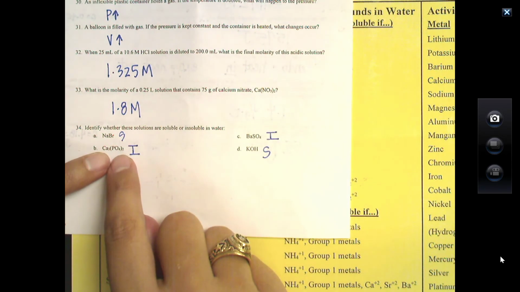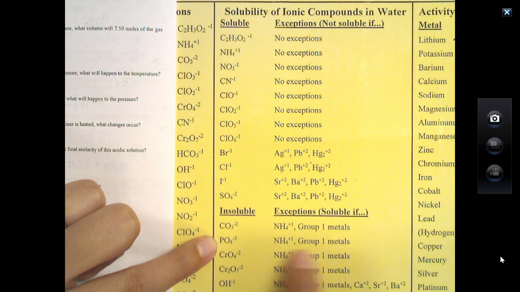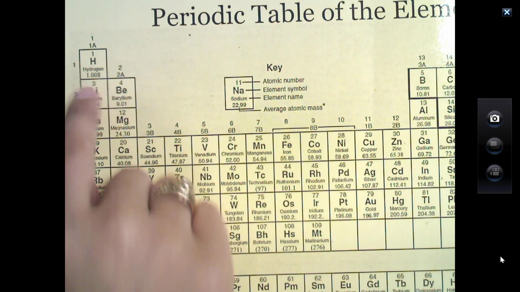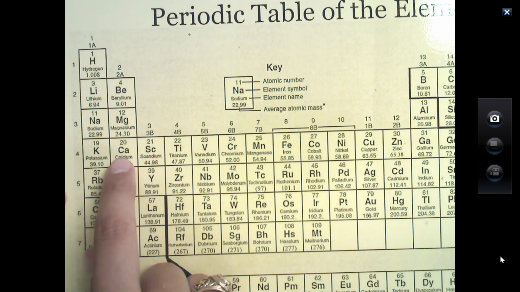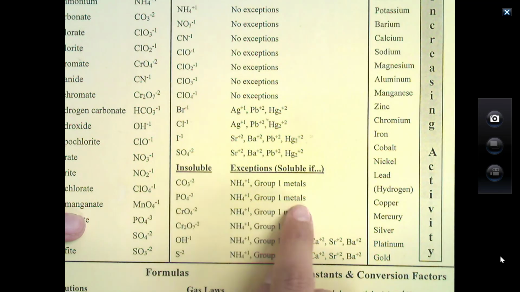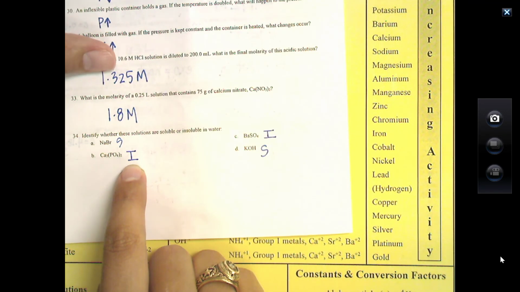We look at B. It says Ca3(PO4)2. So we're going to look for the PO4. The PO4 is in the insoluble section. There are some exceptions, NH4 and group 1 metals. Group 1 metals are the elements in group 1 on the periodic table here, right? Li, Na, K, Rb, and so on. Well, Ca is not a group 1 metal. So we see PO4 is insoluble, Ca is not an exception. So that tells us that this is insoluble.